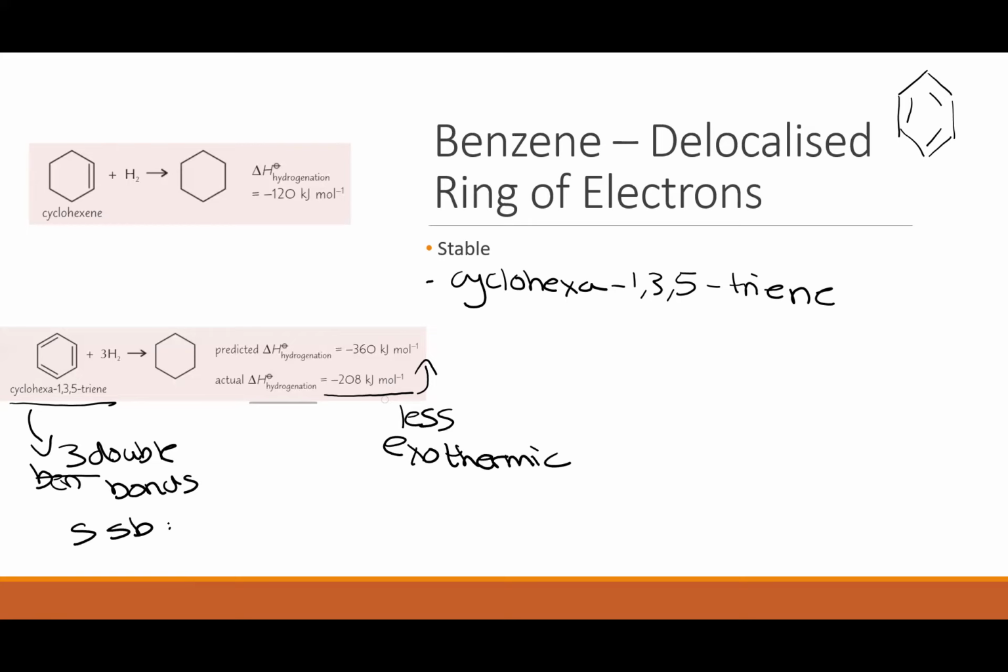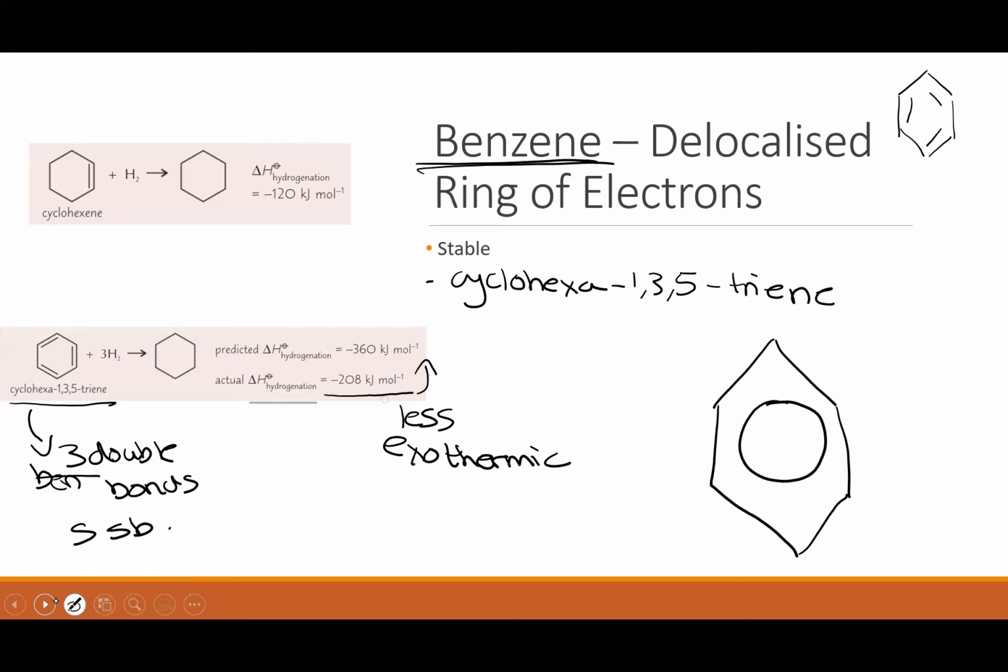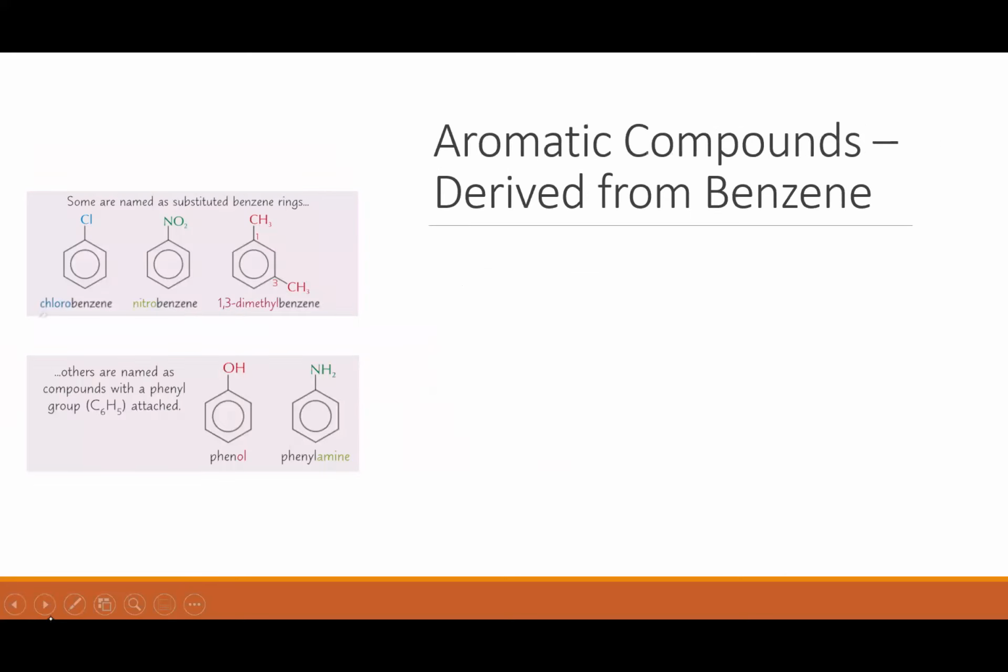So what this difference does is it indicates that benzene is more stable than cyclohexa-1,3,5-triene would be. And this is all thought to do with that ring of delocalized electrons that we have got inside benzene. So rather than having those alternating double single bonds, it's this delocalized ring of electrons that creates this stability.